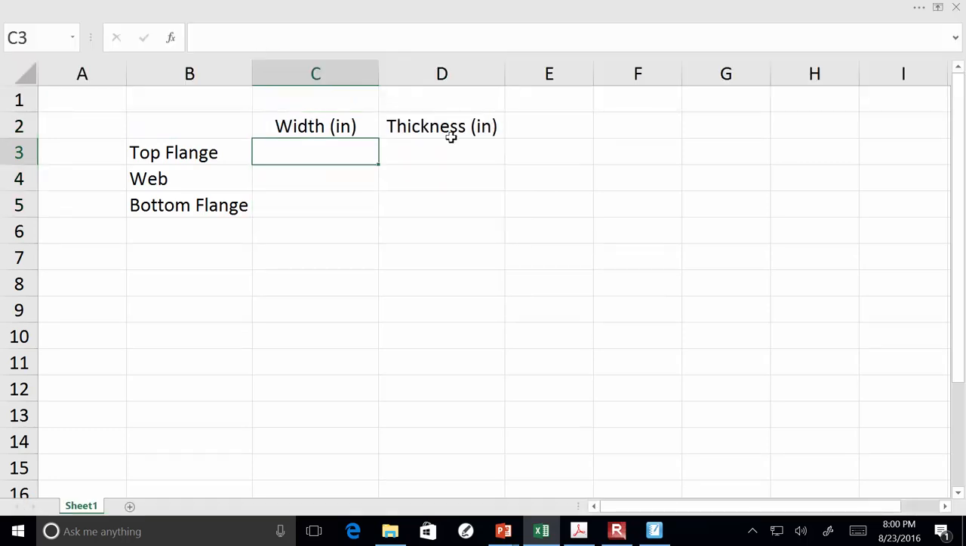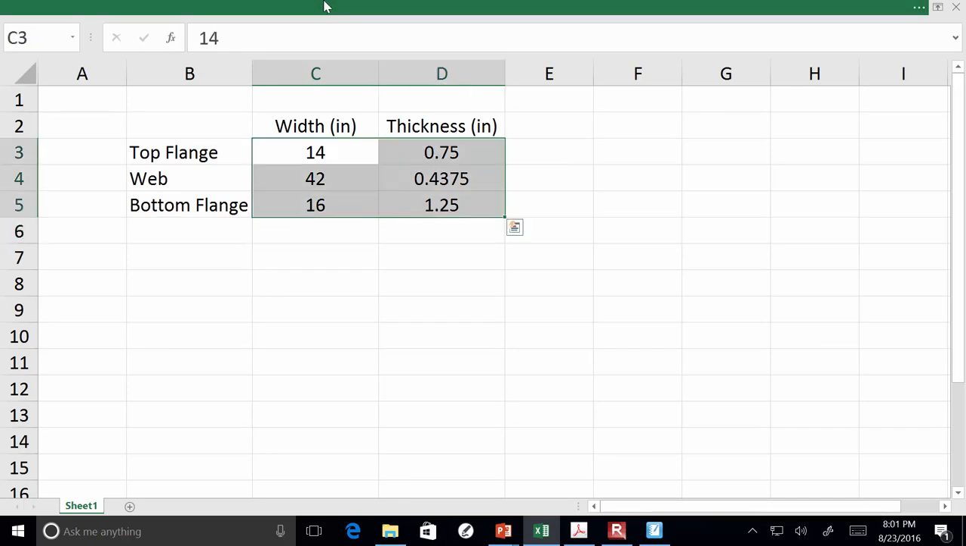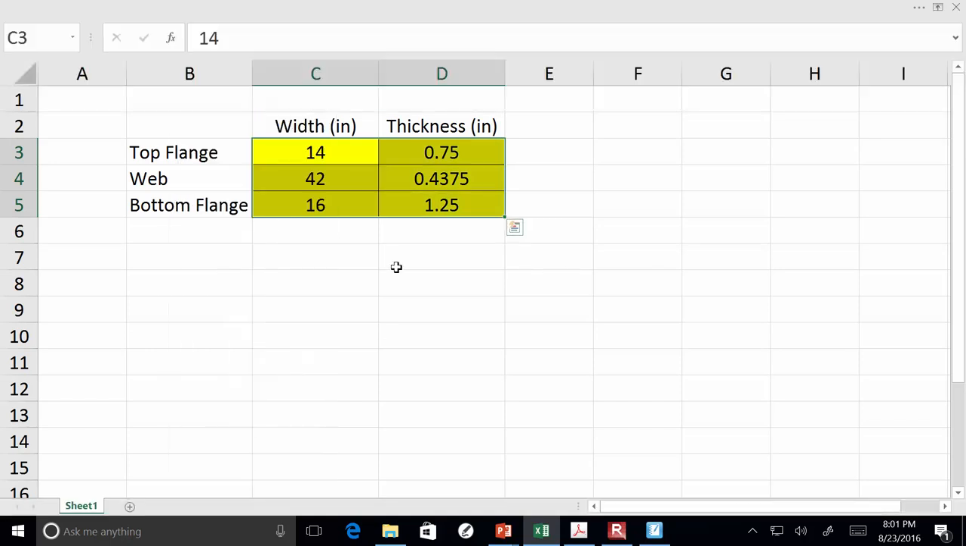All right, so what did we have? We had a top flange that was 14 inches wide, and it was 0.75 inches thick, right? And we said our web was 42, and this was 7/16, right? Sound good? All right. Bottom flange, 16, 1 1/4. All right. What I'm going to do is highlight these cells. I'm going to make them yellow or box them up a little bit.